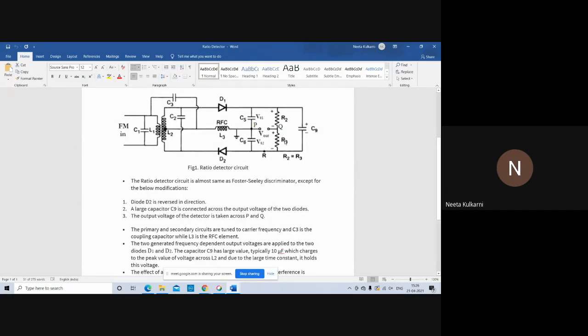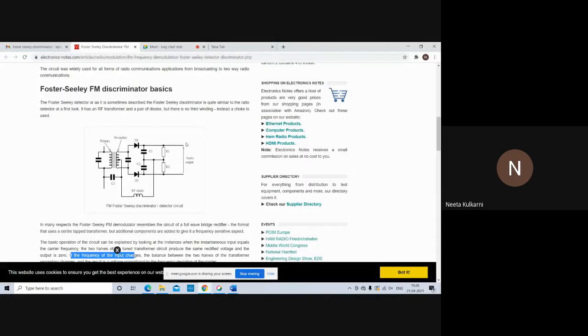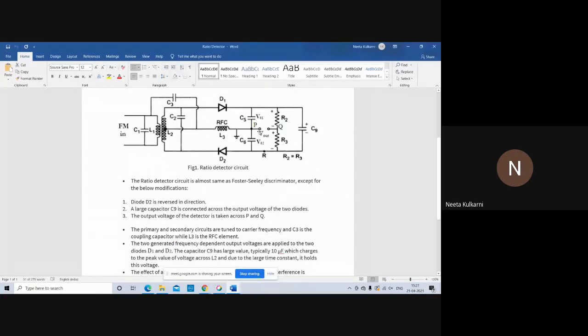Okay, so here the main difference is: फोस्टर सिली डिस्क्रिमिनेटर मध्ये काय केलं होतं आपण, R1 R2 च्या अक्रॉस फायनल आउटपुट घेतलं होतं. बट इन रेशो डिटेक्टर वेअर द फायनल आउटपुट इज टेकन, इट इज टेकन इन बिटवीन दिस सेंट्रल पॉइंट्स P and Q. मग हे C5 C6 R1 R2 च्या मध्ये हे पॉइंट्स आहेत, त्याच्या अक्रॉस आपण फायनल व्होल्टेज घेतो.